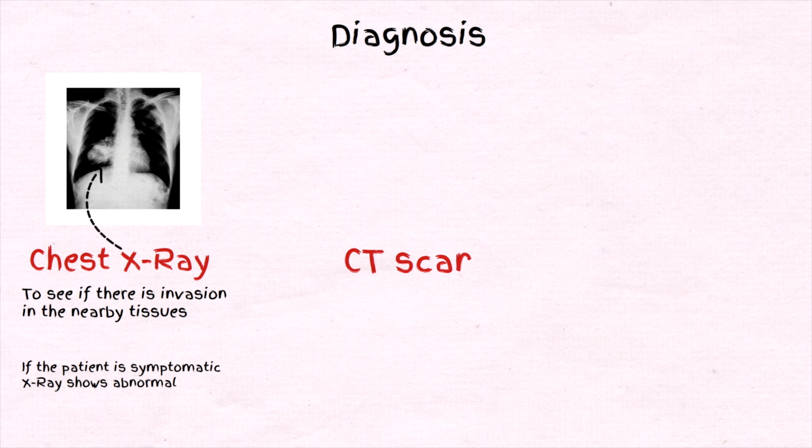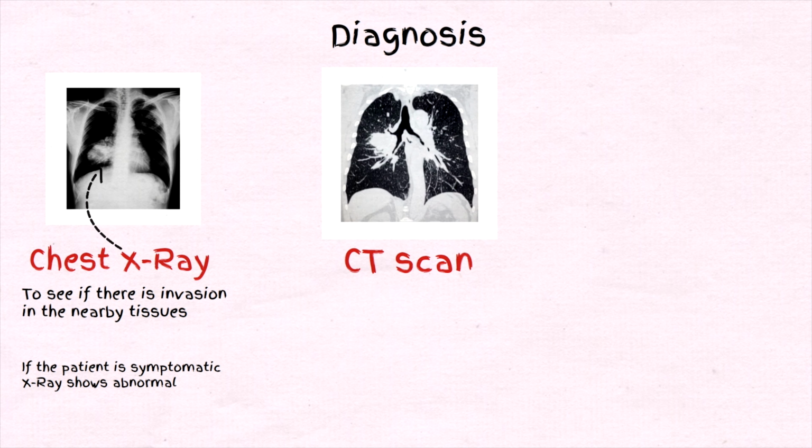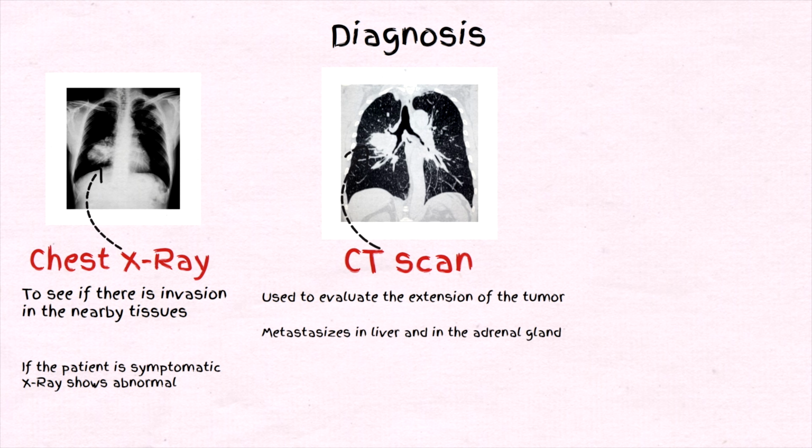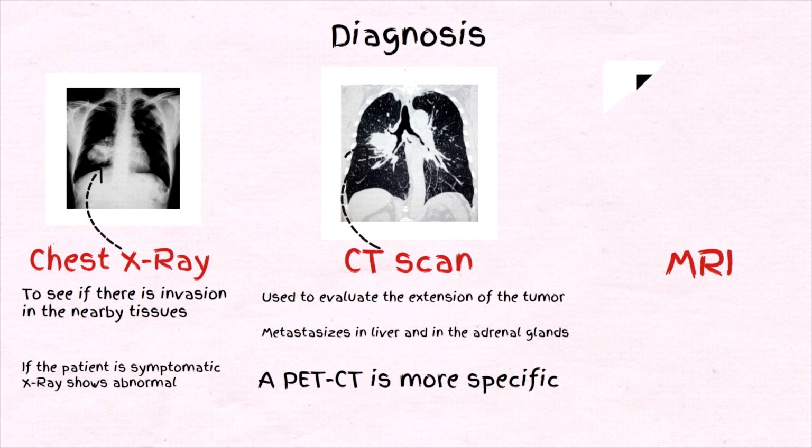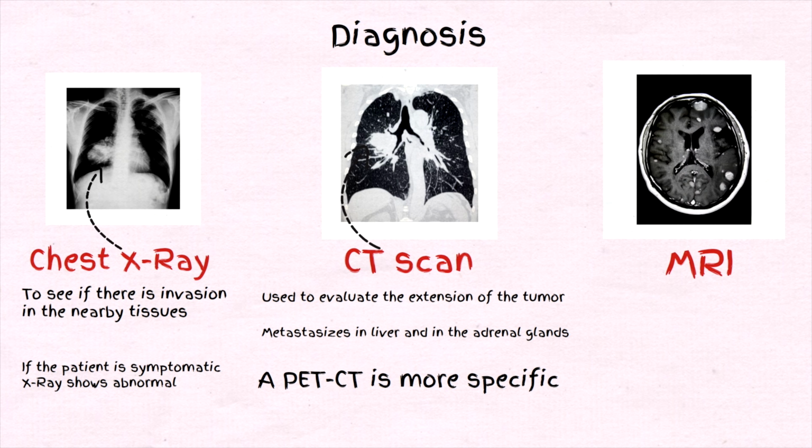A CT scan is very useful in order to evaluate the extension of the primary tumor and the involvement of other organs. Moreover, a CT scan must always include images of the liver and the adrenal glands because they represent main sites for metastasis. Alongside this technique, a PET-CT may be used to complete our understanding of the patient's condition. Usually, if there is no suspicion of a nerve compression or involvement of the brain such as cerebral metastasis, the MRI is not used.